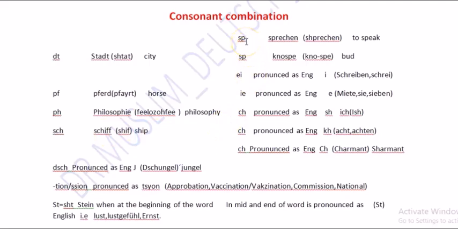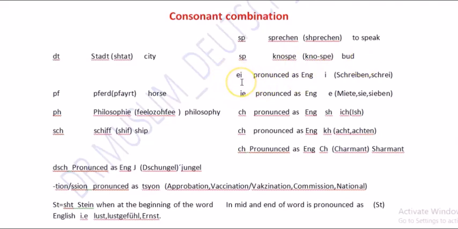The next one we have sp. When sp comes at the beginning, it is pronounced like shp. For example, here we have sprechen, pronounced as it is written. It means to speak. When it is used at the end of the word, then it is pronounced sp. For example, we have here Knospe. Knospe means bud.